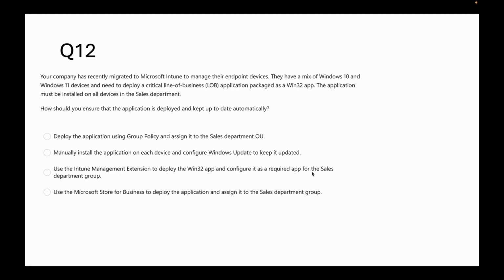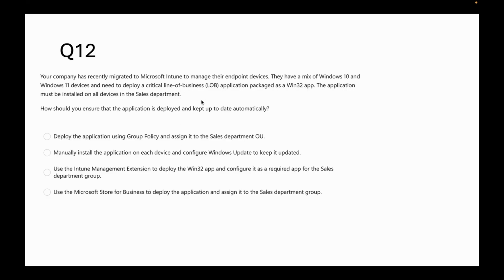as a required app for the sales department group. That makes more sense. And the fourth option is use the Microsoft Store for Business to deploy the application and assign it to the sales department group. We will not pick this option because it's talking about Microsoft Store for Business. This question asks for the critical line of business application.